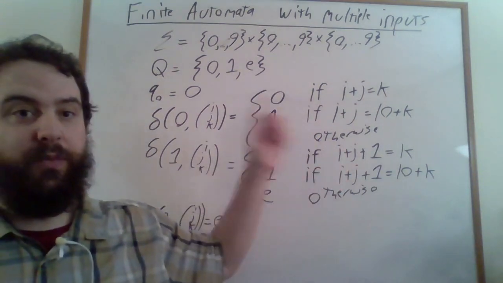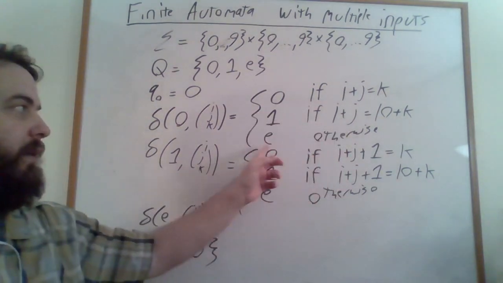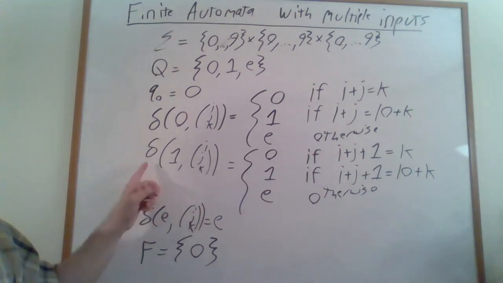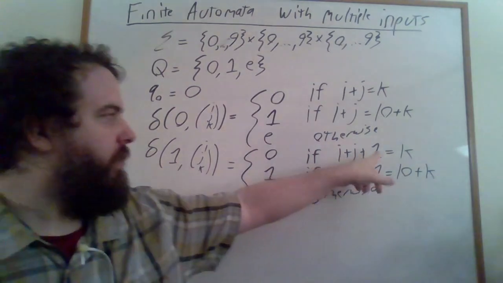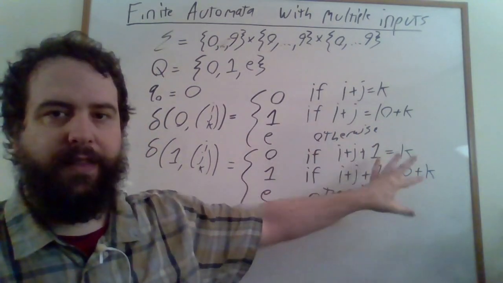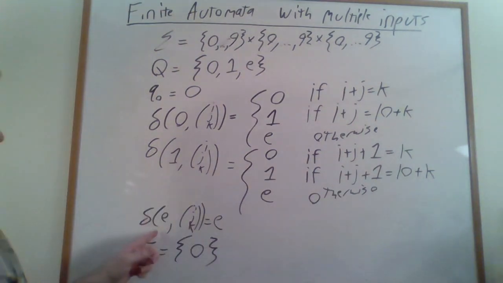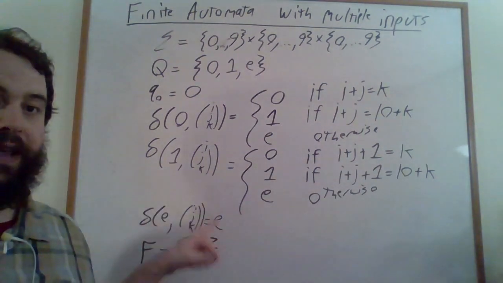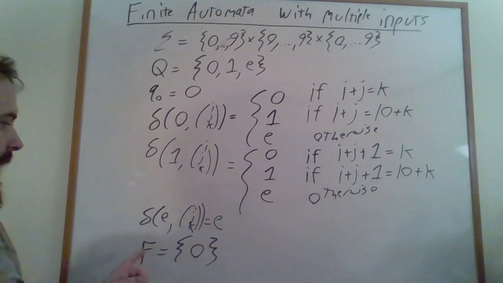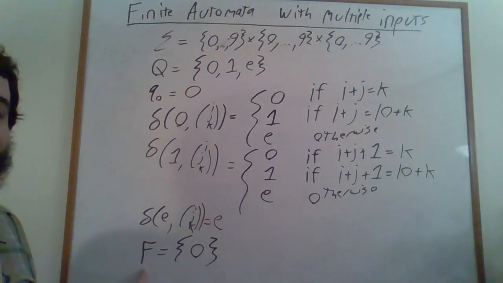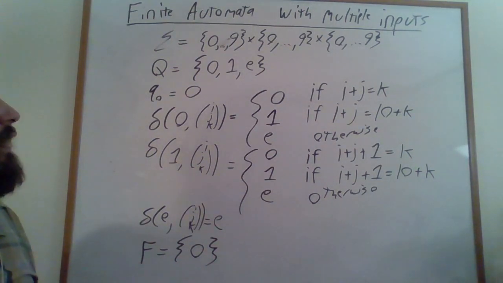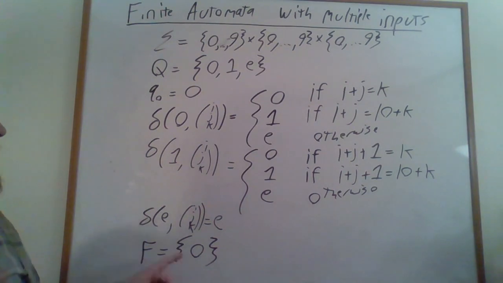And otherwise, this is no good. We're going to go into the error state. And similarly, if we see a carry bit of 1, we're just going to add a 1 here when we check these additions. And if we're in an error state, we stay in the error state. We cannot escape the error state. And then finally, our set of accept states, our final states, is going to be just 0.